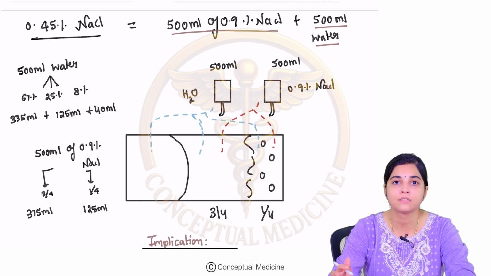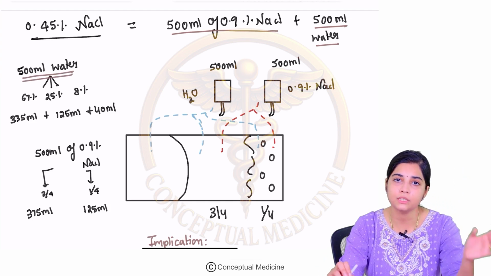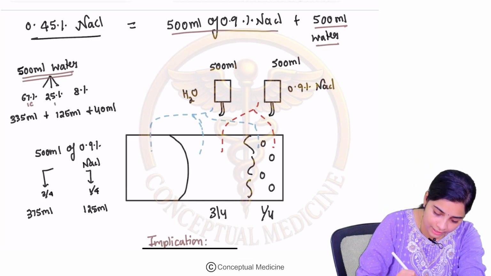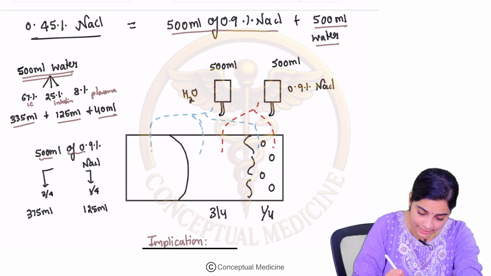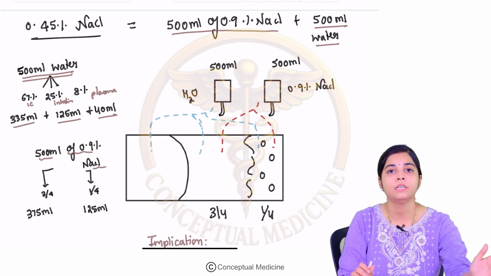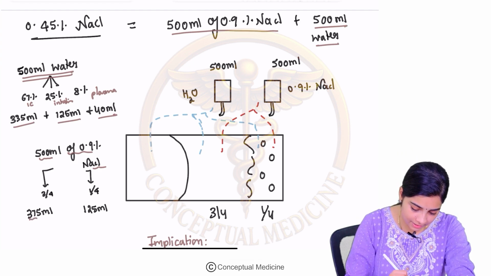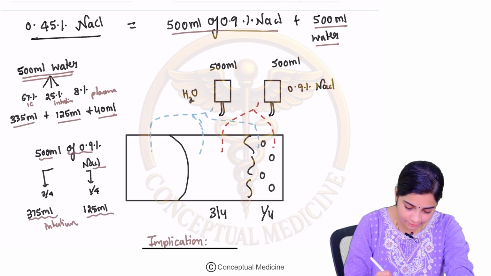So let us understand how this is distributed in our body. So 500 ml of water, whenever you take 500 ml of water, it is going to get distributed to all the 3 segments. So 67% is intracellular, 25% is interstitium, 8% is your plasma, which means 335 ml, 125 ml and 40 ml. Now 500 ml of 0.9% NaCl, we have already seen that 0.9% NaCl does not move into the intracellular. It is predominantly located only in the extracellular component. So it will be 375 ml in the interstitium, which is 3/4 of 500 ml, and 125 ml in the plasma.